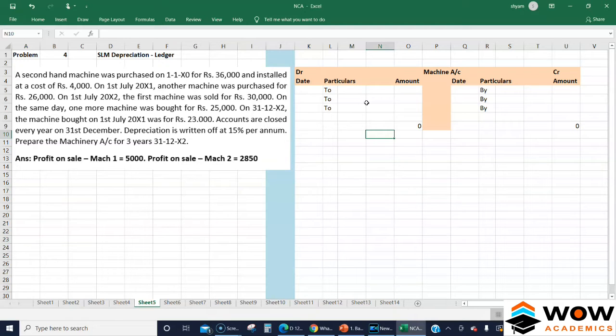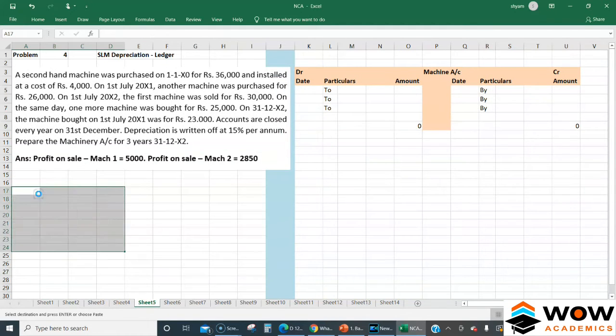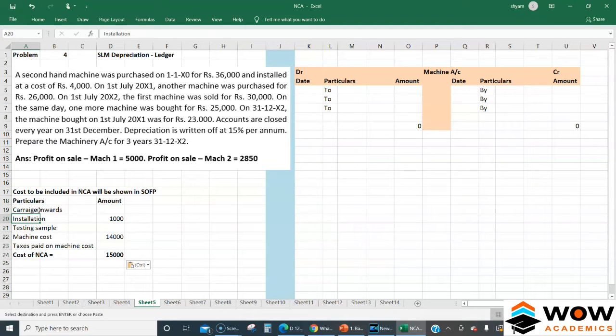Okay, so we'll start. We'll use this table again. To find out the machine cost, installation is 4,000 and the machine cost is 36,000. So totally 40,000 is the machine worth. Bank, we'll put it as M1. Machine 1 we will show as M1. So we have purchased a machine by paying cash.